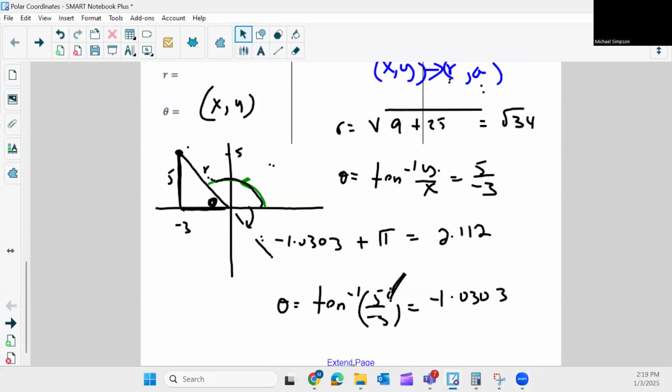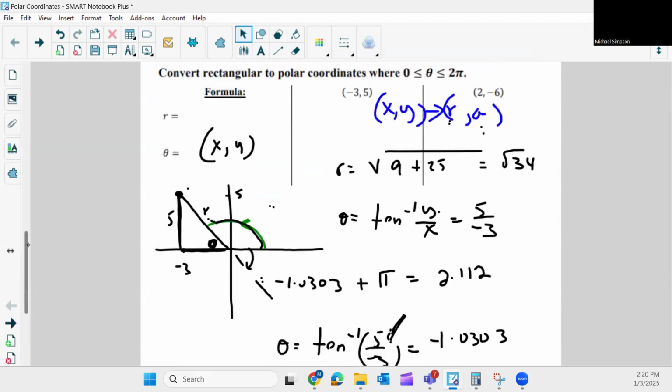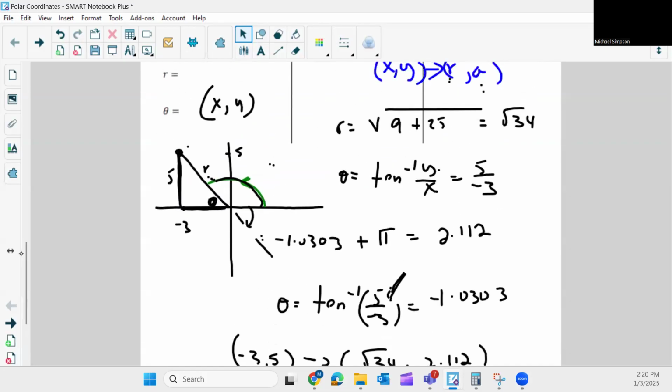So to make this really nice and compact now, we went from the point -3,5, and the polar point now is R equals the square root of 34, and the angle is 2.112. All right, that's it. So the tricky part here is how to find angles.